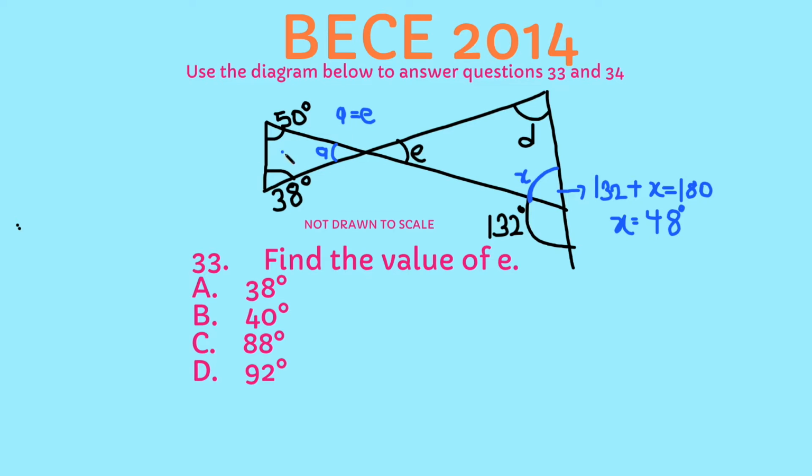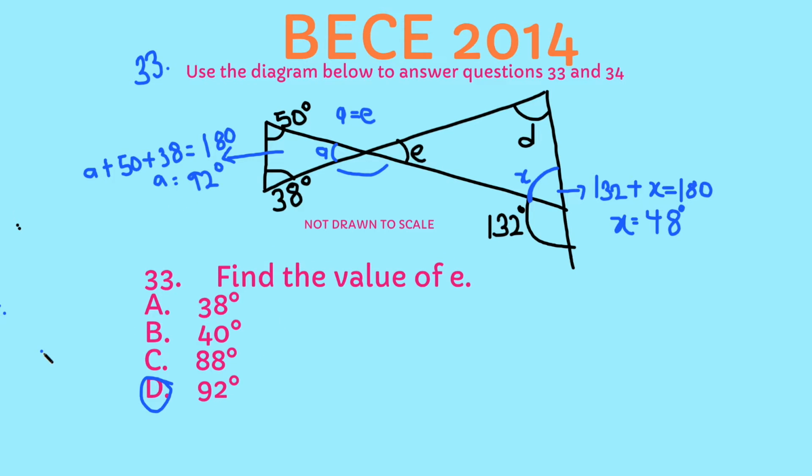Now we have A plus 50 plus 38 is equal to 180 degrees, because all angles in a triangle sum up to 180 degrees. Our final answer for A will be 92 degrees, making E also 92 degrees. Our answer will be 33D.